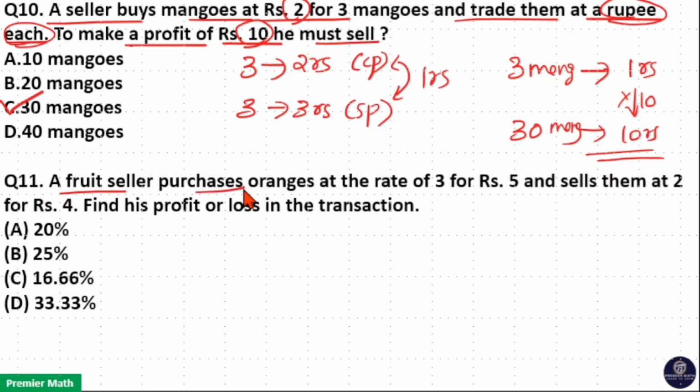Now next is a fruit seller purchases oranges at the rate of 3 for rupees 5 and sells them at 2 for rupees 4. Find his profit or loss in the transaction. Here cost prices.